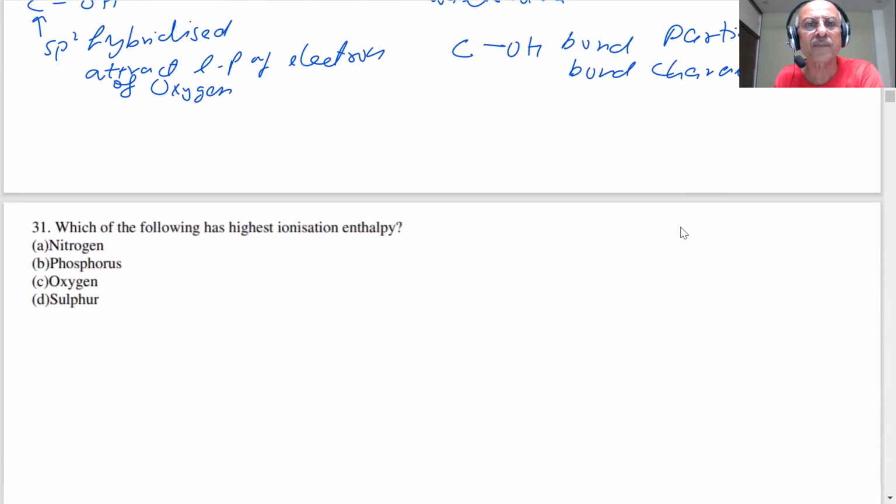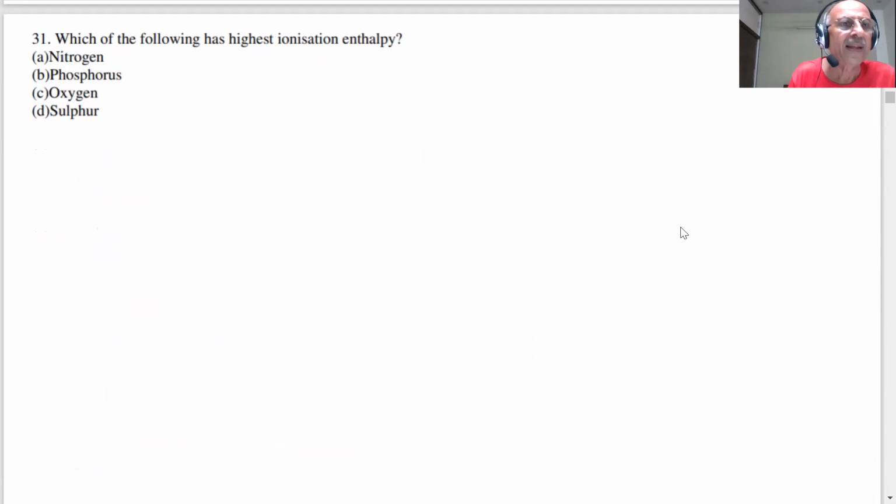Okay, next question. Next question is coming, student. Which of the following has the highest ionization enthalpy? What is the ionization enthalpy? Energy required to remove an electron from a neutral gaseous atom.